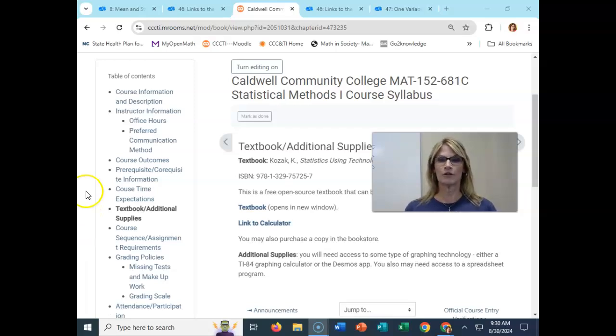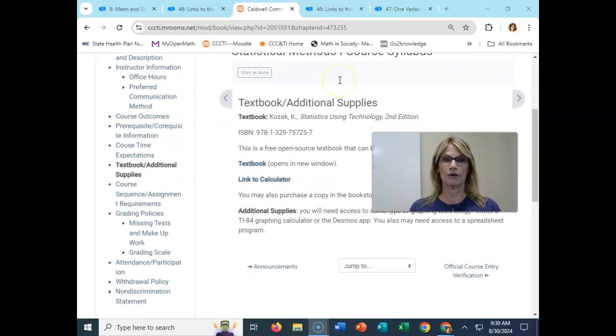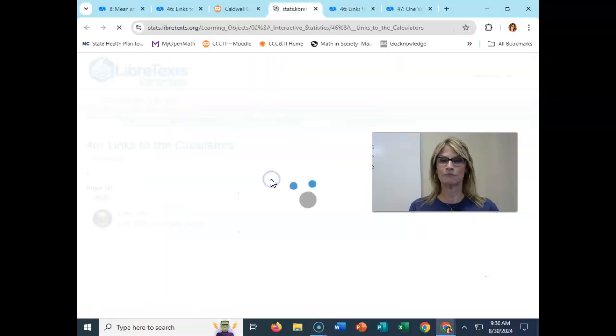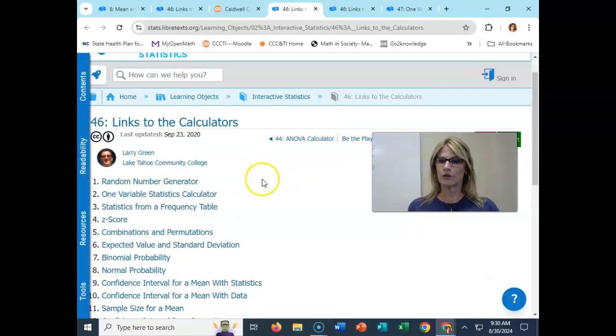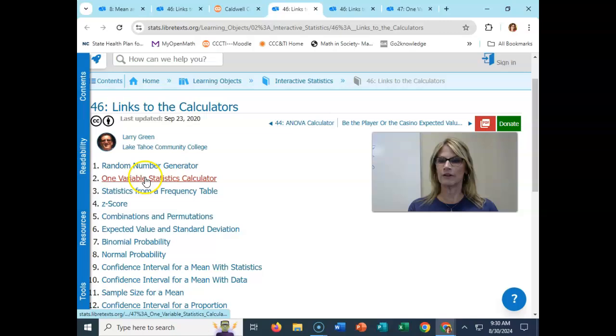So you find the calculator by going to the course syllabus part of our Moodle page and going down under textbook, and there's a link to the calculator. So go there, and the first one we're going to use is the one variable statistics calculator.